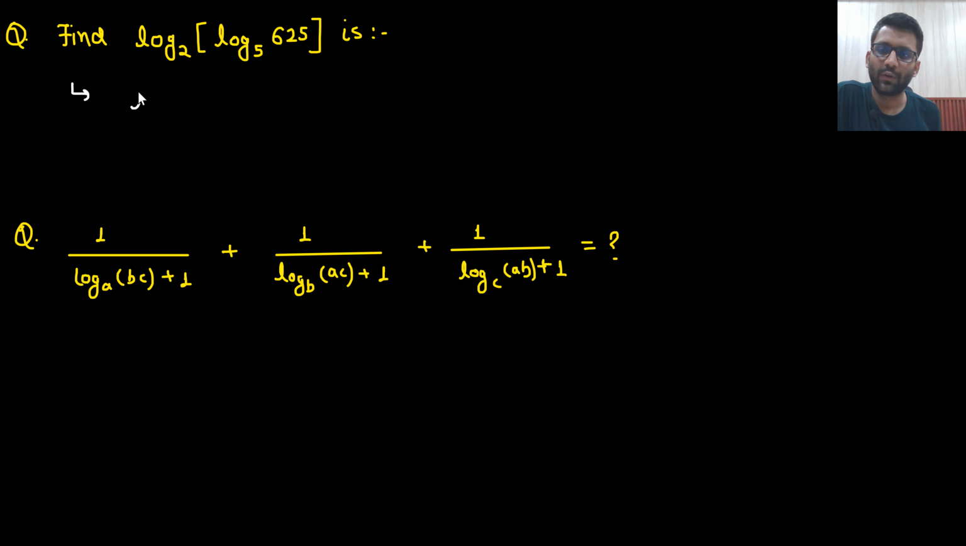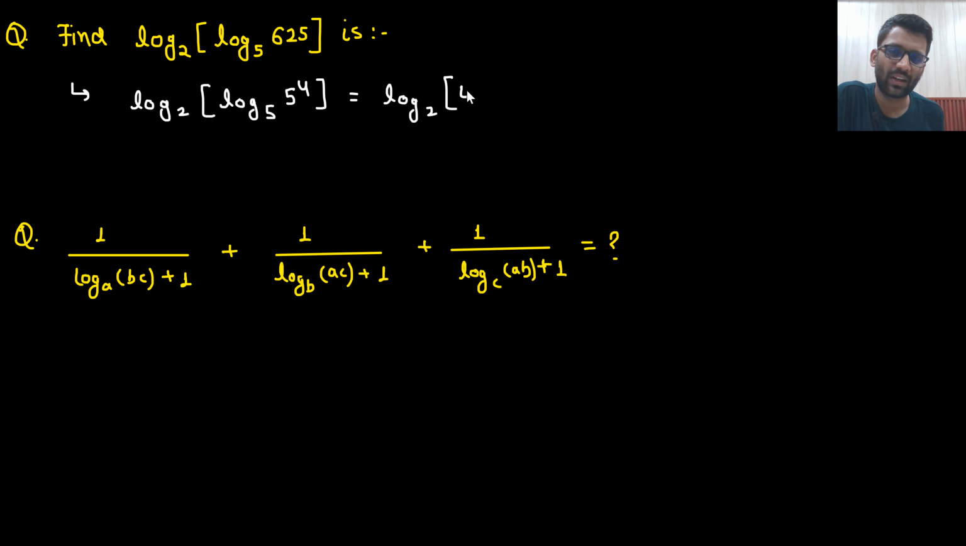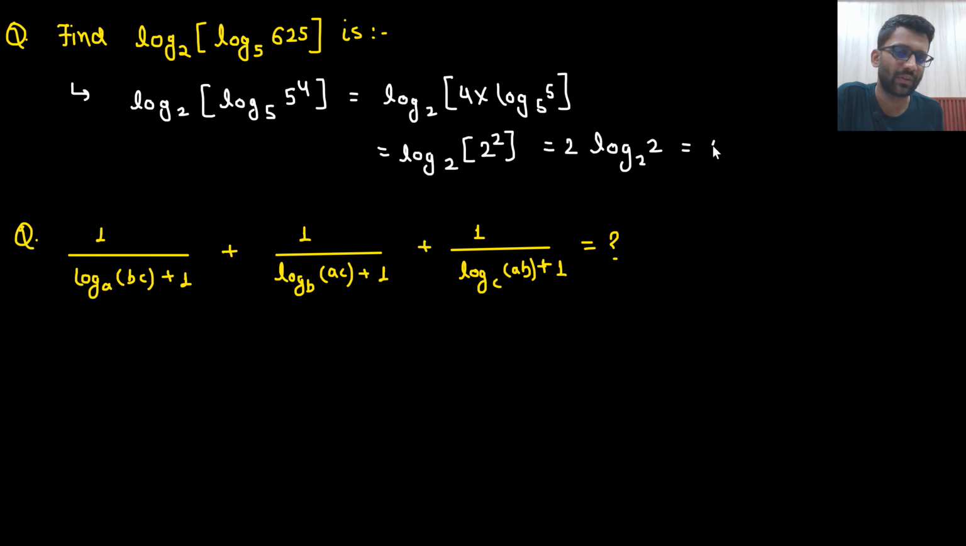You need to find the value of log_2 log_5 625, and 625 can be written as 5 to the power 4. Say yes or no. So log_5 of 5 to the power 4, the 4 can come in front. So it would be log_2 of 4 times log_5 5. What is the value of log_5 5? It is 1 only. So it would be log_2 4. And 4 can be written as 2 squared, so 2 will come in front. So 2 log_2 2, and log_2 2 value is 1 only. So the answer is 2. That's it.